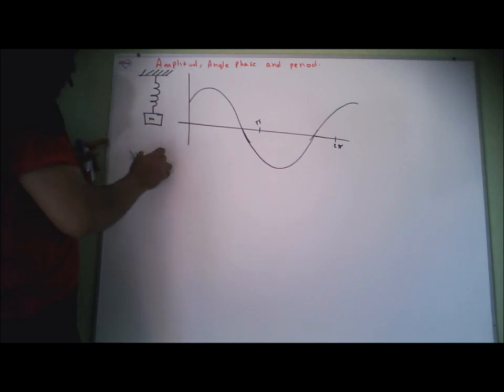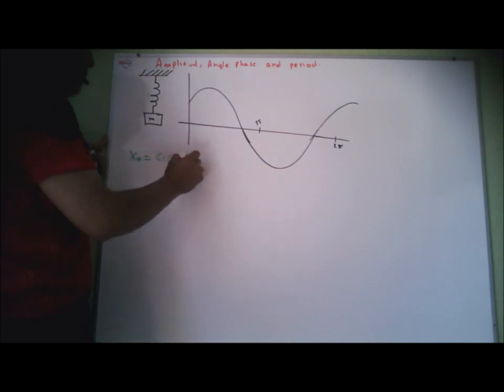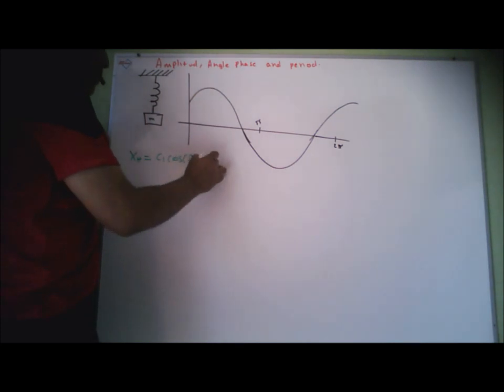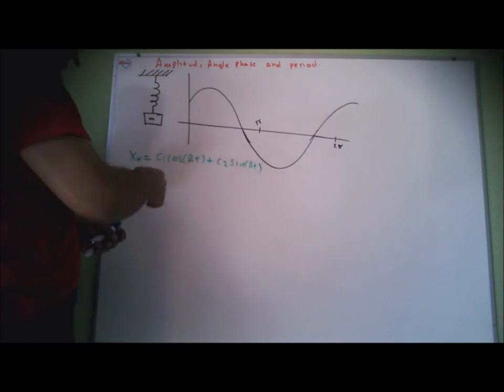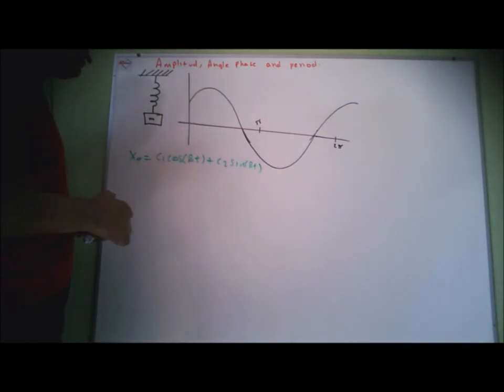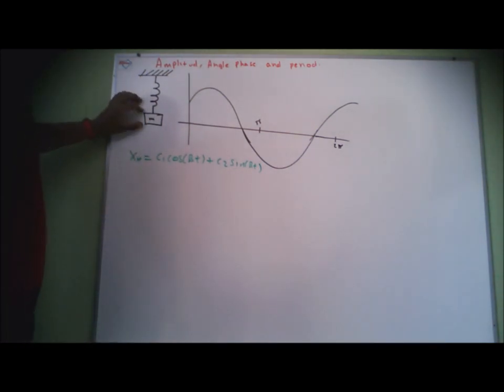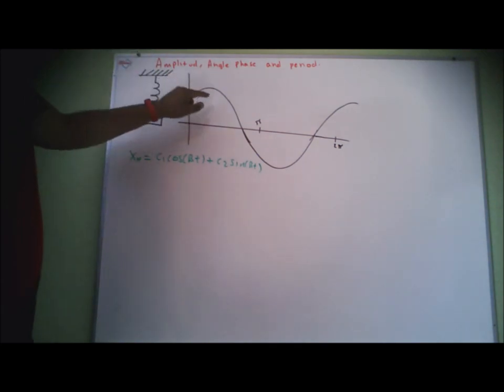The solution will be C1 cosine of beta t plus C2 sine of beta t. So there is no exponential, right? So that will be the solution. Because there is no friction, if I come here, make a movement and then release it, it is going to do something like this. It's always going to be oscillating without stopping because there is no friction force to stop it.